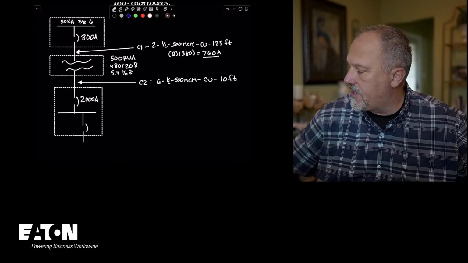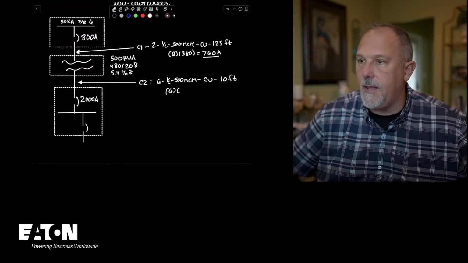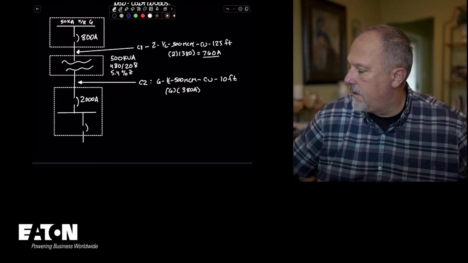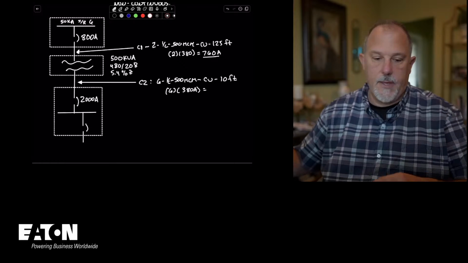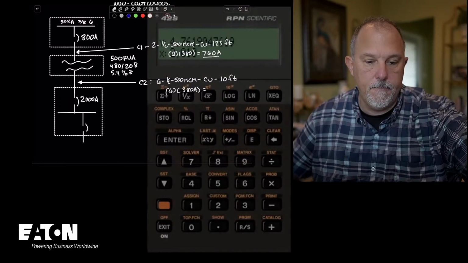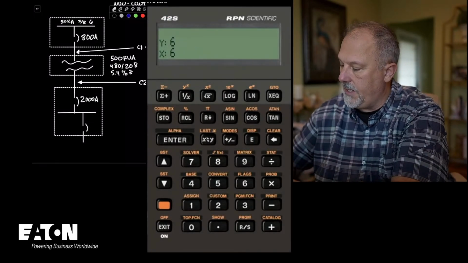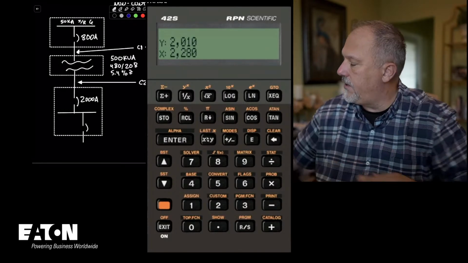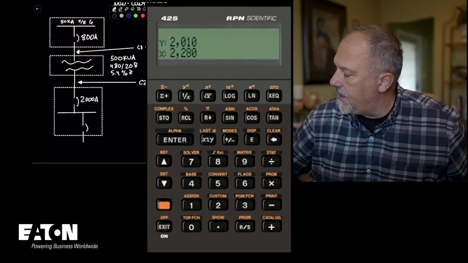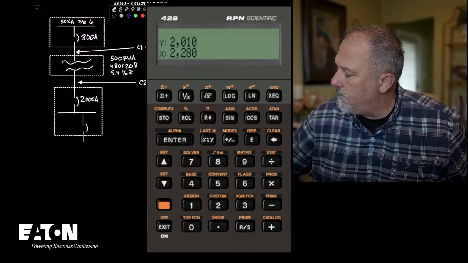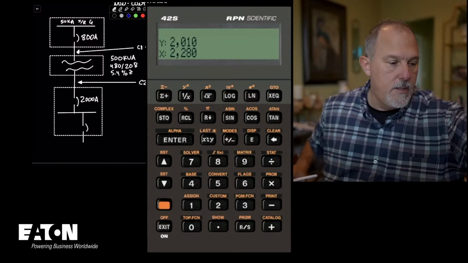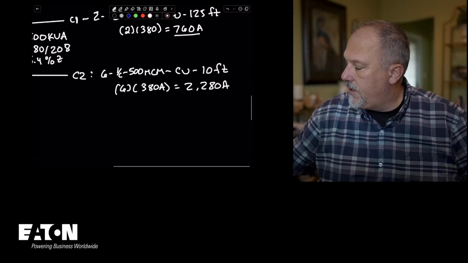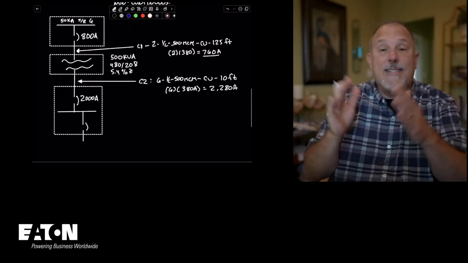And 500 MCM, that's 6 times 380 amps. And that would give me 6 times 380, 2,280 amps of pure fun. All right, so we have 2,280. So we have a system.